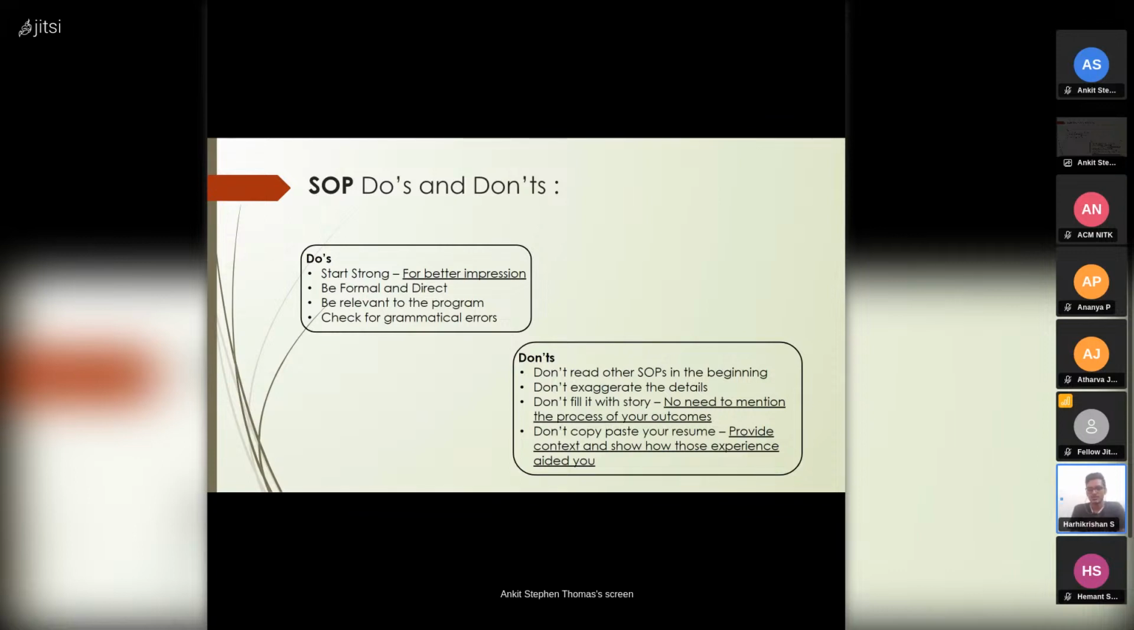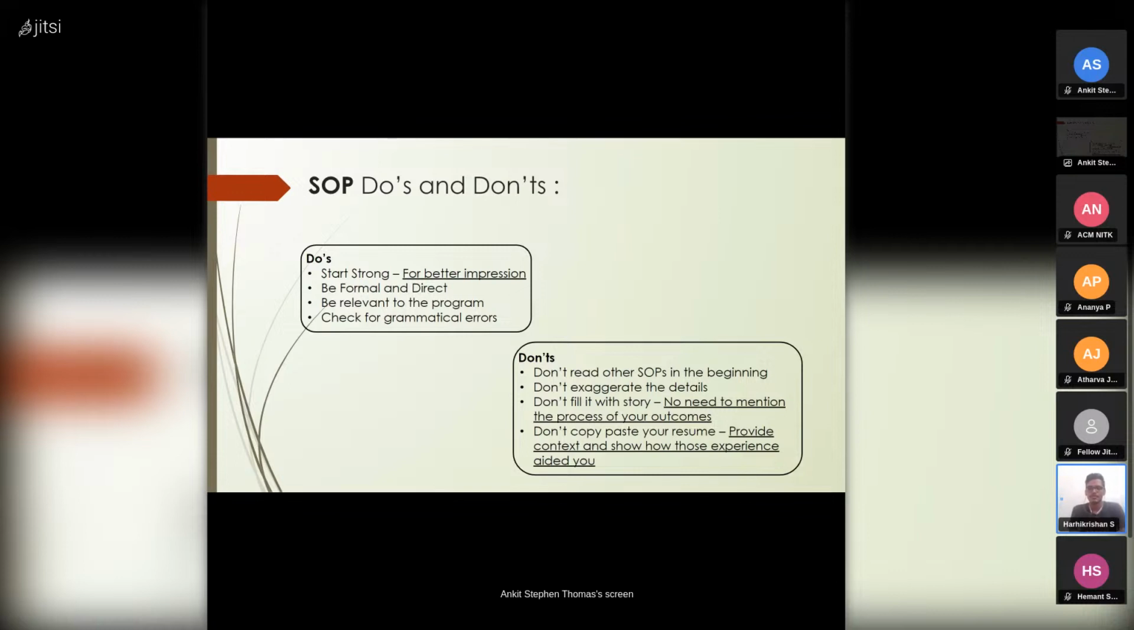First complete yours, and then go for giving a read about others. So you will be getting a little bit of an idea of how to improvise yourself. And don't exaggerate any details. You don't have to give out how you started the project and how you went with the flow or something like that. You just have to say you did this project and what is the outcome you gained from the project. That's how it should be.